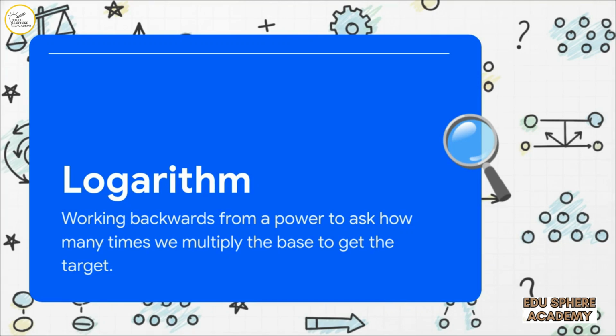First off, let's translate the concept of a logarithm into plain English. A logarithm is essentially just working backwards from a power. It just asks the question, how many times do we multiply the base to get the target number? So log to the base 2 of 8 is really just asking, hey, how many 2's multiply together to make 8? The answer is 3. Oh, and if you ever just see log written with no base number at all, the universal rule is that we always assume the base is a 10.